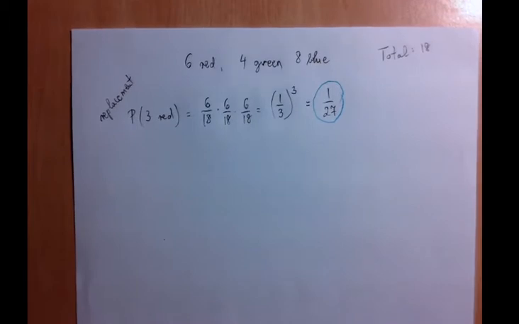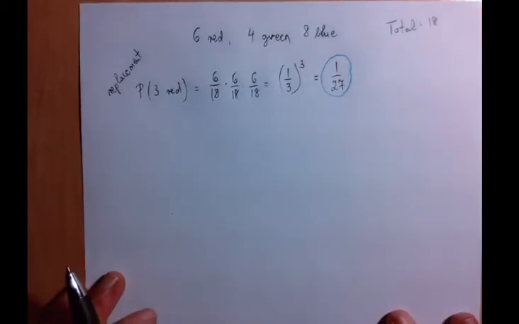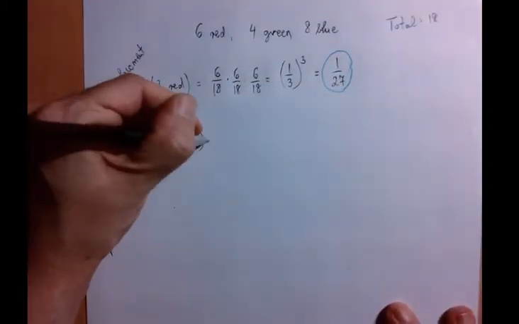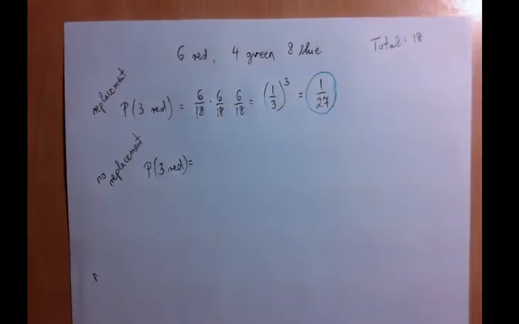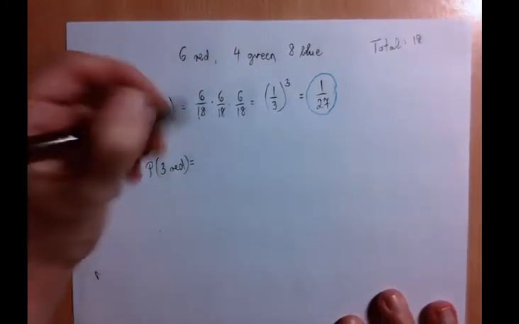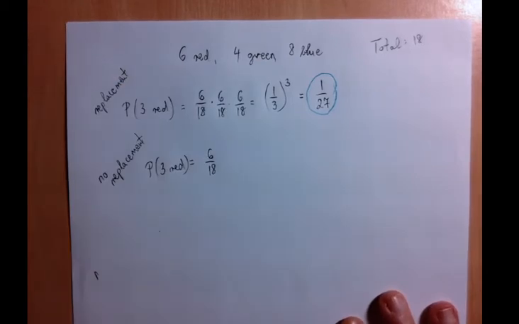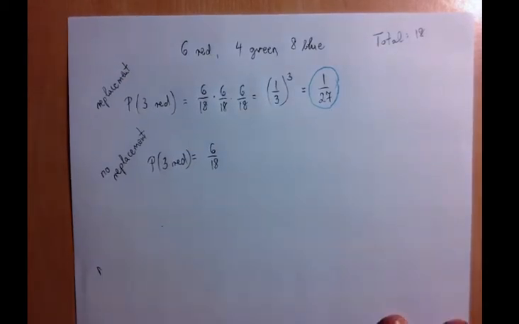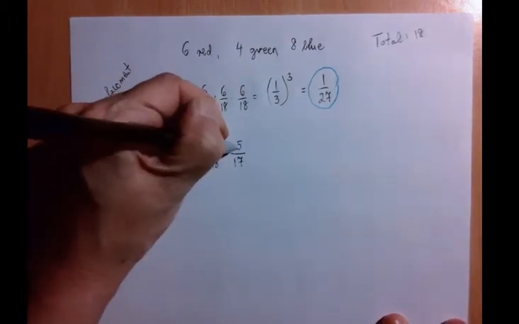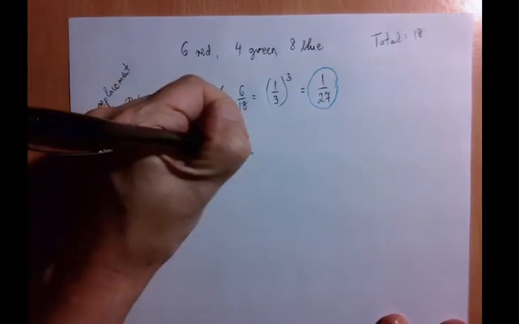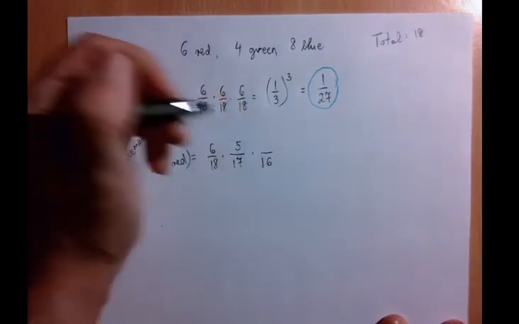Things become interesting when we have no replacement, because then whatever we did before affects the probabilities. So when we pull the first marble, again 6 out of 18 will be the probability that we pull a red marble. But now that marble is set aside, we no longer have 18 marbles in the bag, and not 6 of them are red, right? We only have 17 marbles and only 5 of them are red. And for the next one, we only have 16 marbles and only 4 of them are red.